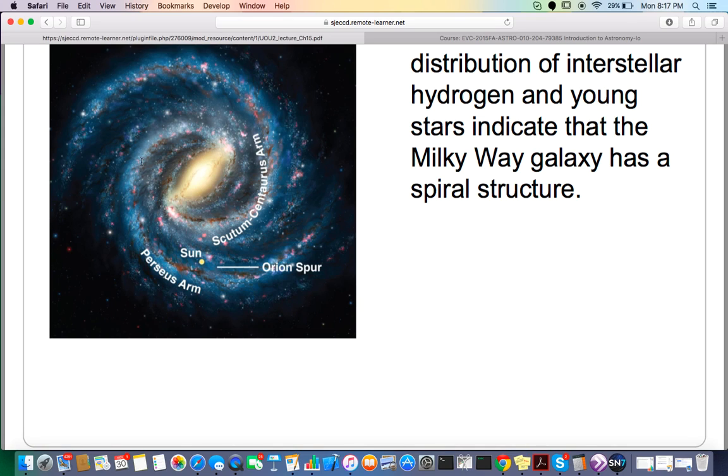See that? So we have one arm, which is the Perseus arm. We have a Centaurus arm coming out of the opposite direction, and the Sun in the solar system happens to be part of the Orion arm. And the distance from where the Sun is to the galactic center is about 30,000 light years.